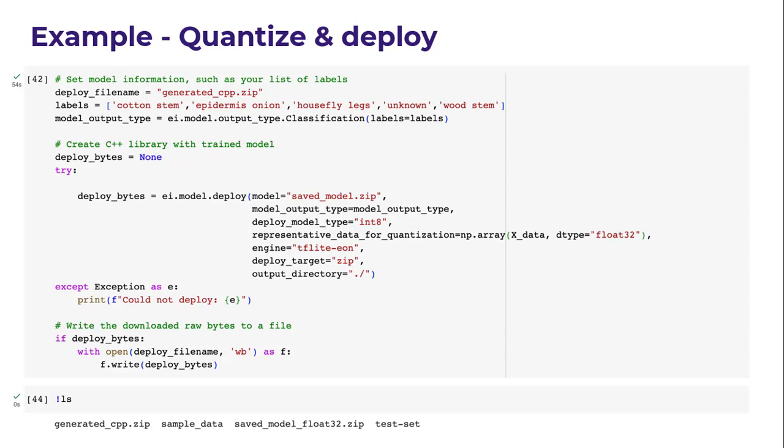What I need to do now is to call the deploy function. So ei.model.deploy, tell which model I'm using, like an entry model, output, etc. And we'll go through that. We can specify like the deploy model type. And here I specify the int8, meaning I want to get the quantized version. And if I want to get the quantized version, that's why I need to get the representative features of my data set. And the output of it is a generated C++ library.